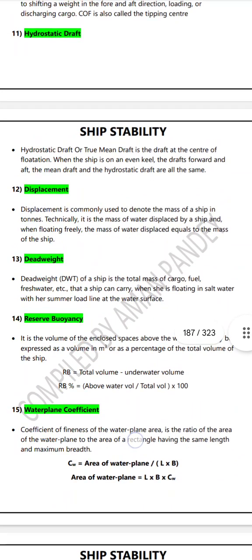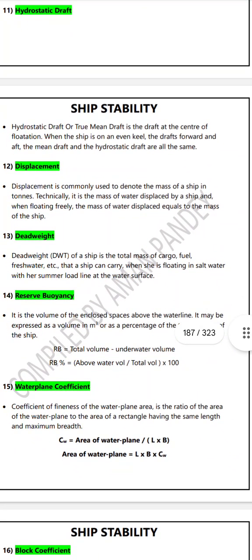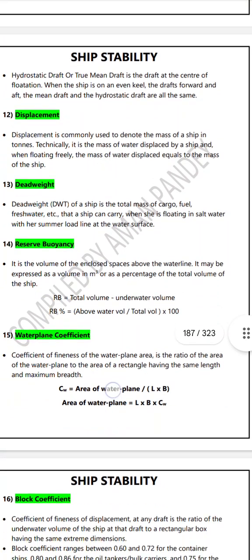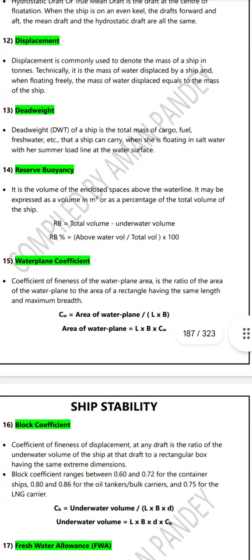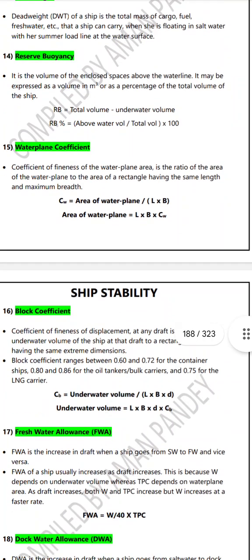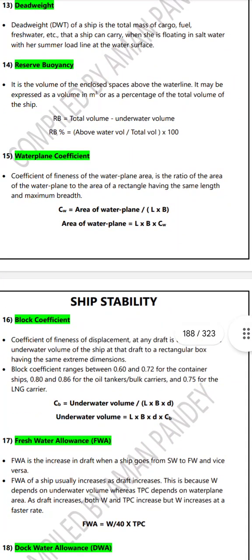What is hydrostatic draft? It is the true draft at the center of flotation. When the ship is on an even keel, the draft forward and aft are equal. Displacement is commonly used to denote the mass of a ship; technically it is the mass of water displaced. The weight that the ship can carry is limited by the load line.